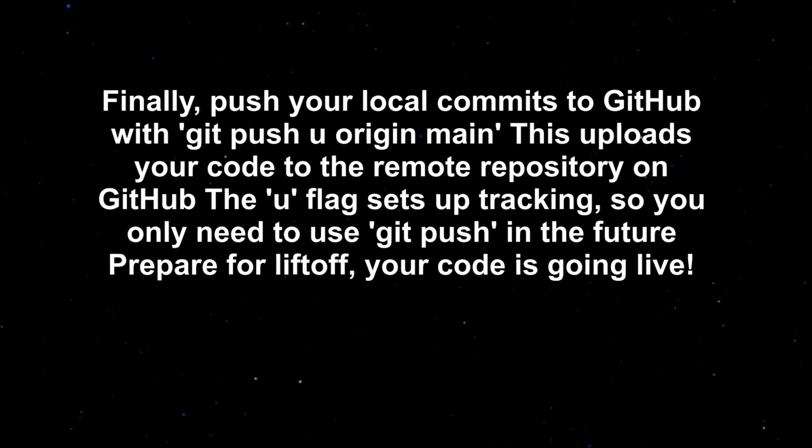Finally, push your local commits to GitHub with git push -u origin main. This uploads your code to the remote repository on GitHub. The -u flag sets up tracking, so you only need to use git push in the future.